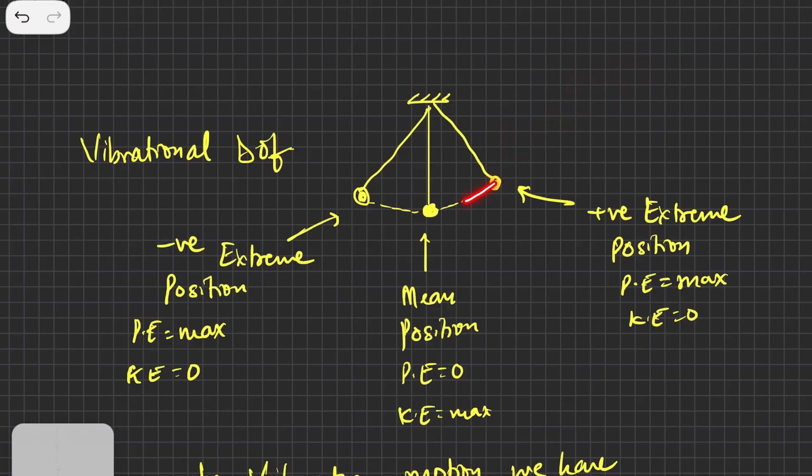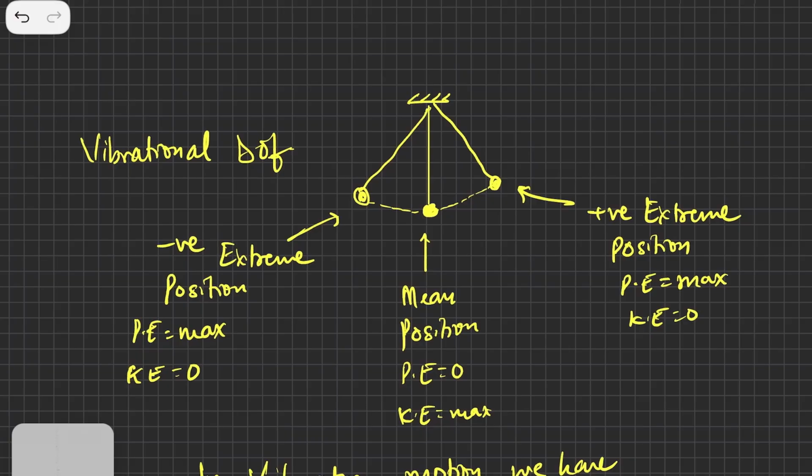However, when it returns, it goes to the negative extreme. This is a negative extreme because it's on the negative side and it's an extreme position; the bob is not going beyond it, it just turns around this position. Here also the potential energy is maximum and the kinetic energy is zero because the bob is stopping momentarily. So this is what a vibratory or oscillatory motion looks like.